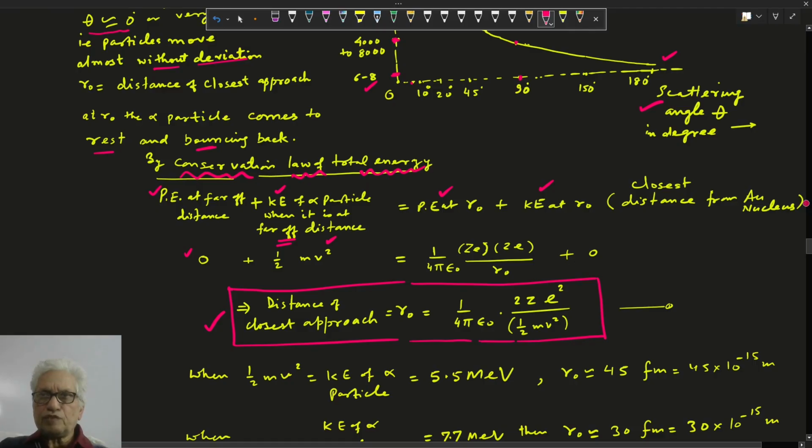K means 1 upon 4 pi epsilon naught. This is the charge on the nucleus, Ze. 2e is the charge of the alpha particle, and R naught is the distance of closest approach. By cross multiplication, this is the formula coming here. Distance of closest approach is 1 upon 4 pi epsilon naught into 2Ze square upon half mv square, the kinetic energy. This is the formula of distance of closest approach.